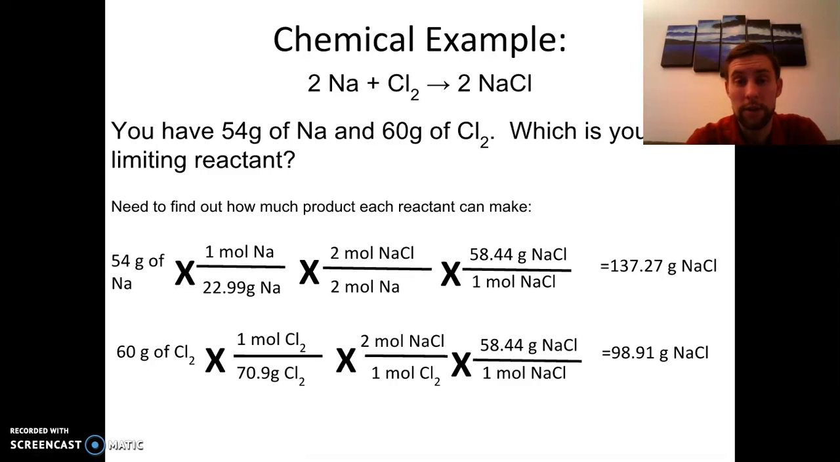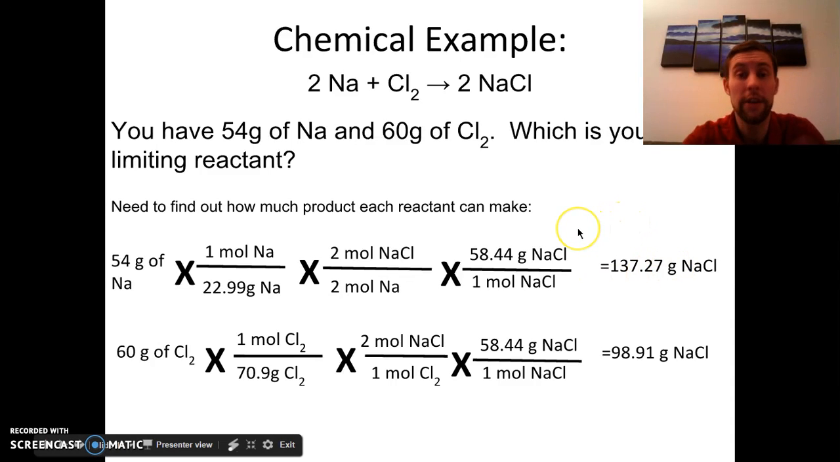Okay, we have two answers, but only one of them actually gives us what we need. So let's think this through. If all of our sodium was used, we could have made 137 grams of sodium chloride. If all of our chlorine was used, we could have made 98.91 grams of sodium chloride. So this amount is less, right?